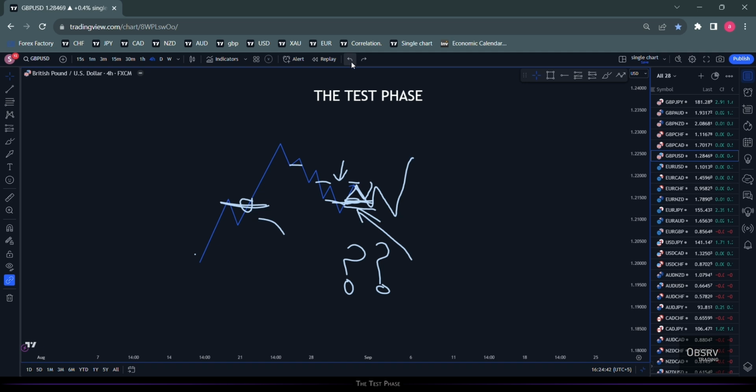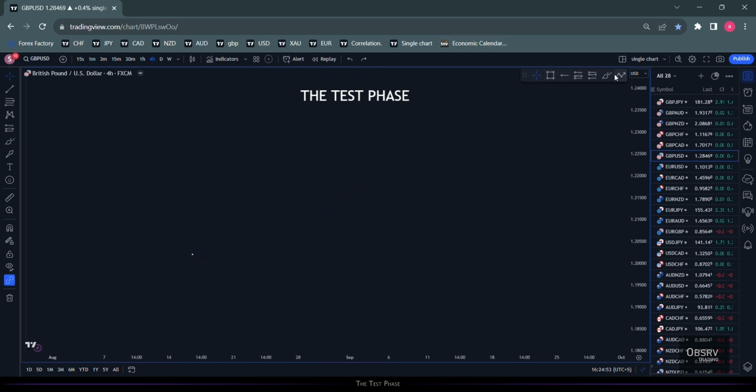Let's talk about another variation here. So at times what will happen is, as we've discussed before, in an uptrend you want to have sellers come in and then the buy is going to happen. So let's talk about the next variation in here.